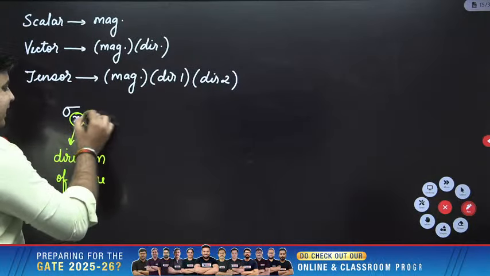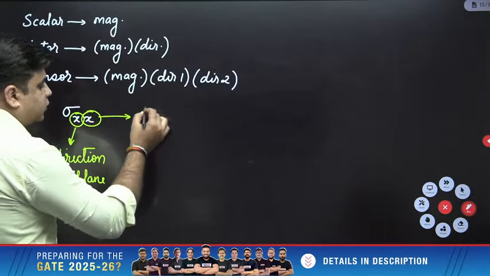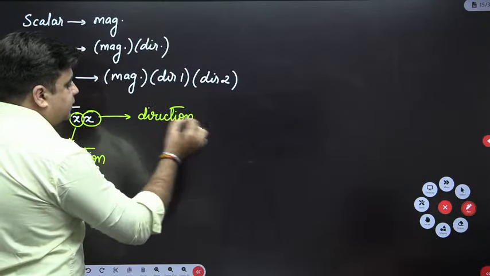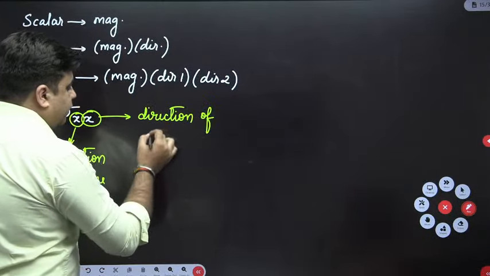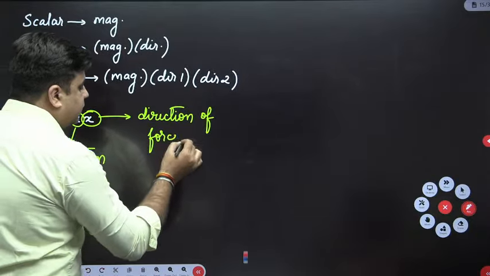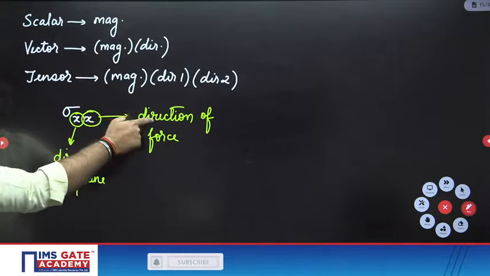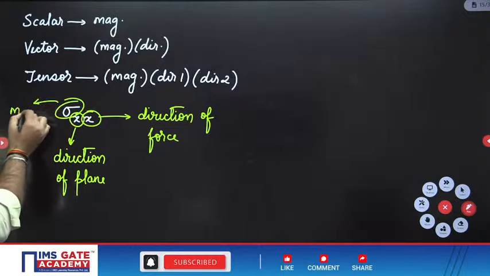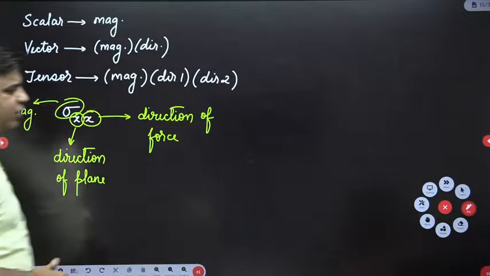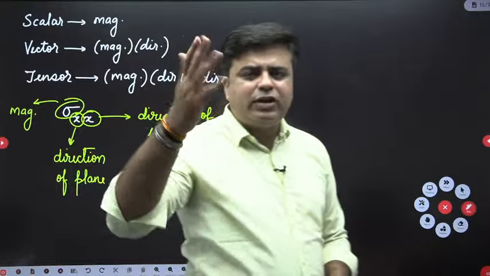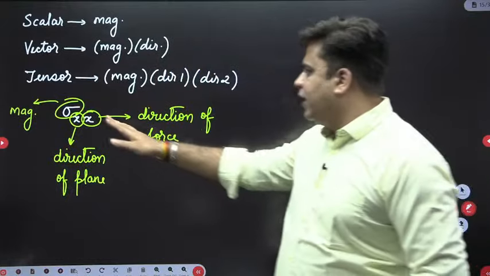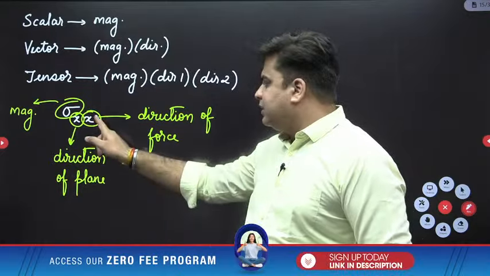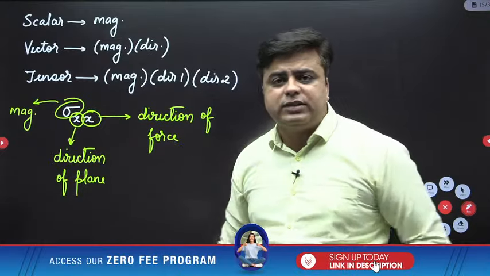The second x is the direction of force which causes this stress, and this sigma is nothing but the magnitude. Sir, still I am not getting it. I am not understanding why you are writing this sigma as the magnitude. The first x is the direction of plane and the second x is the direction of force which causes this stress.